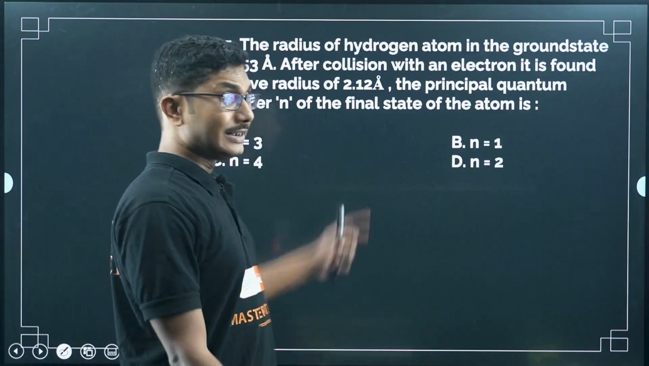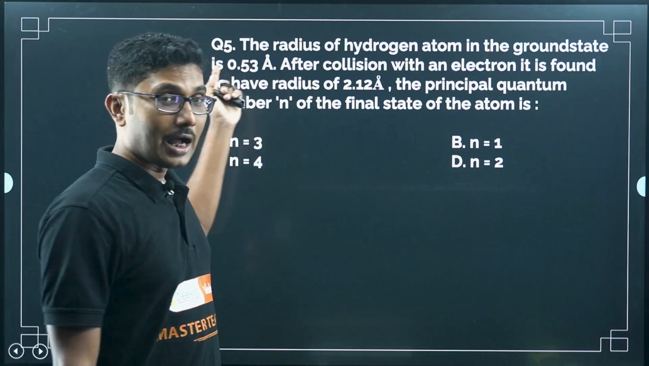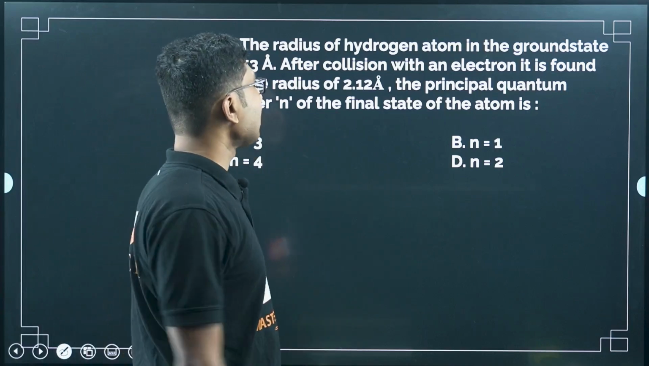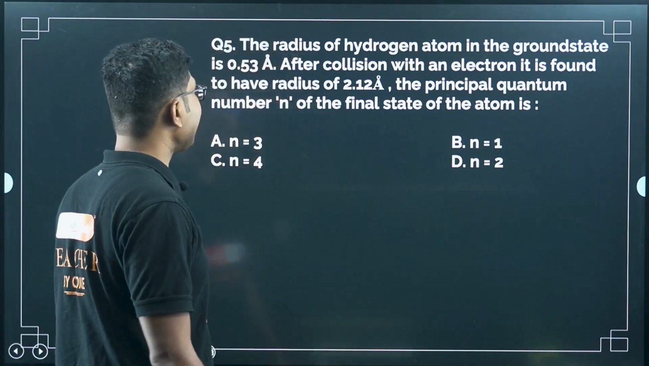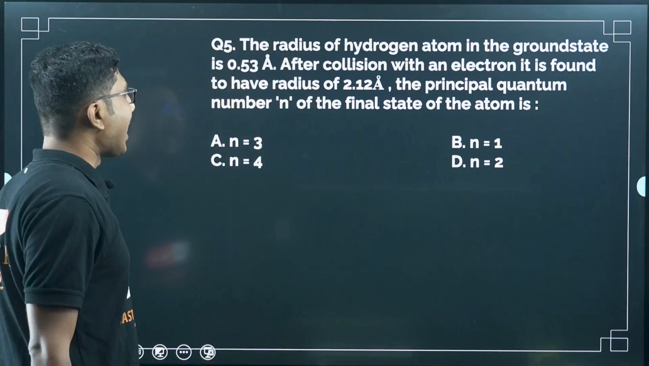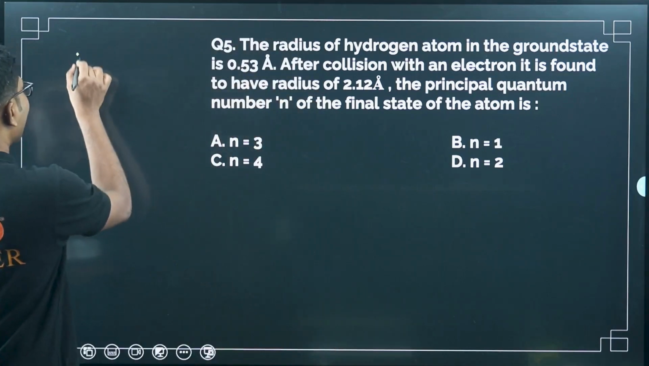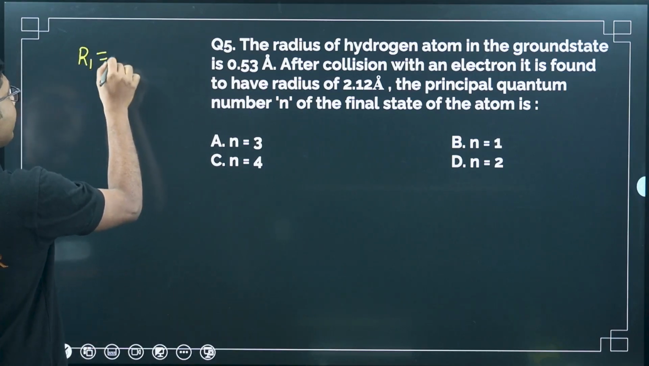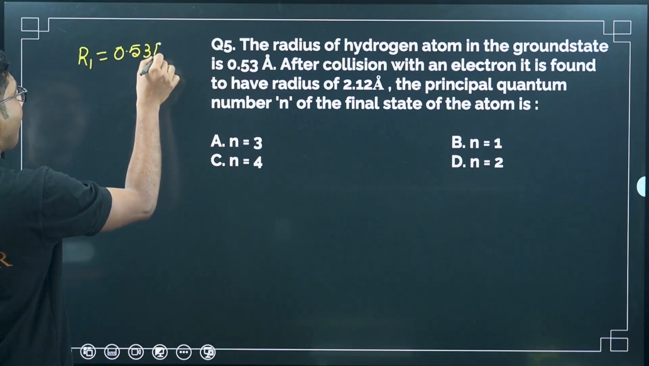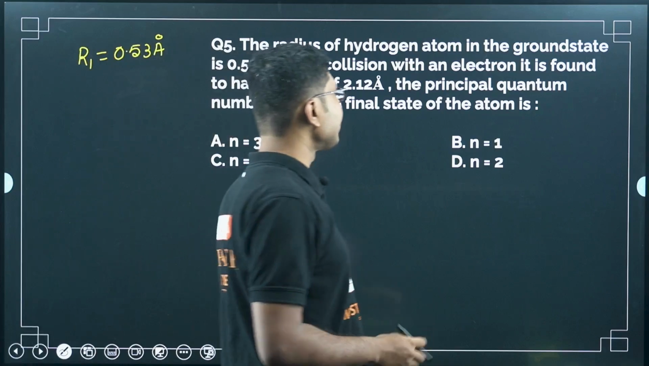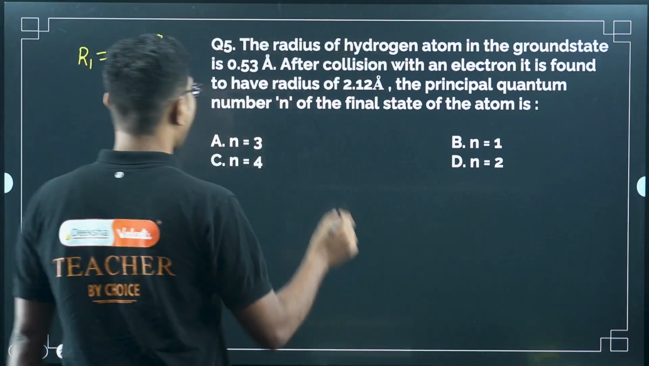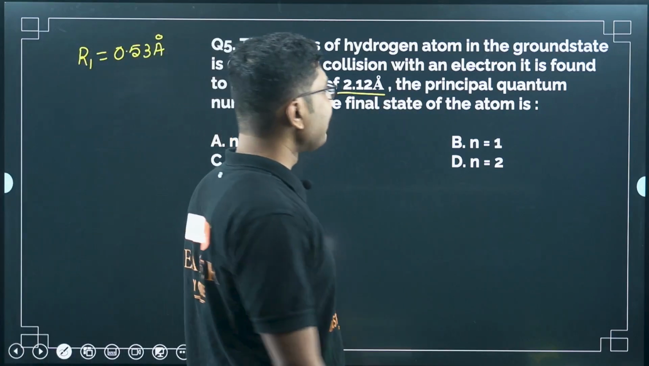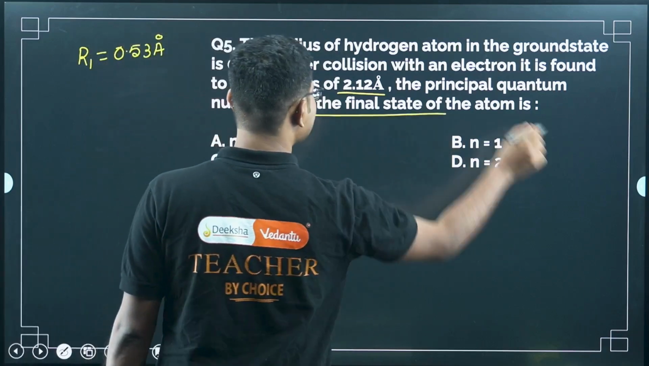Now see another similar question. This was another year, I think that question was 2022. This is 2021, almost a similar question. The radius of the hydrogen atom in the ground state is 0.53 angstrom. So basically the same thing, R1 is given, 0.53 angstrom. And after collision with an electron, it is found to have a radius of 2.12 angstrom. The principal quantum number n of the final state of the atom is?